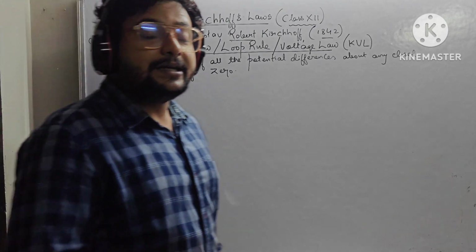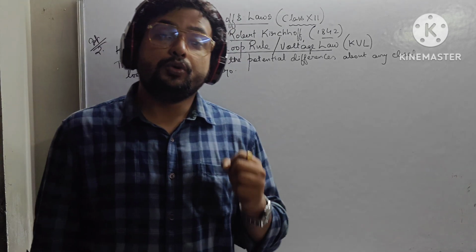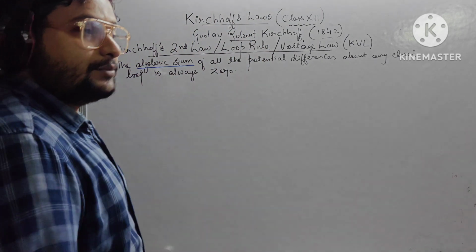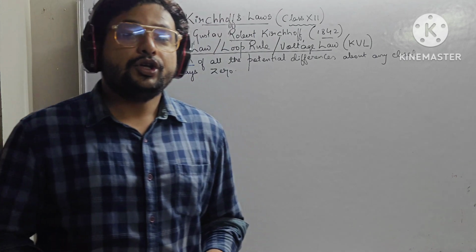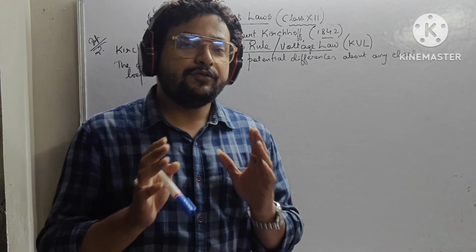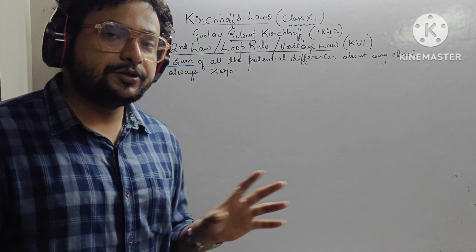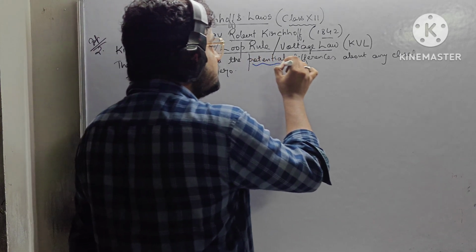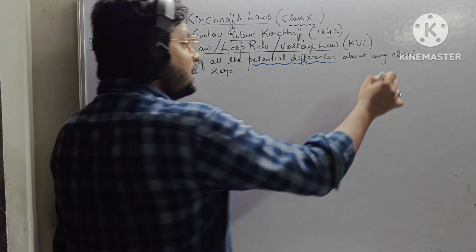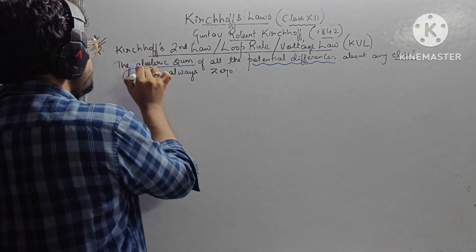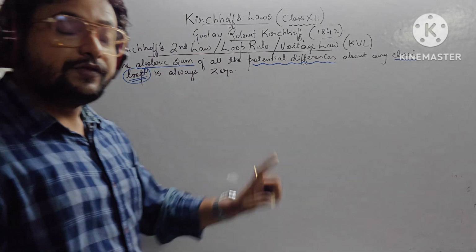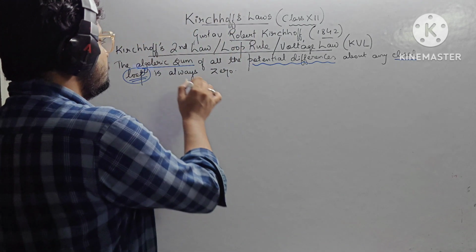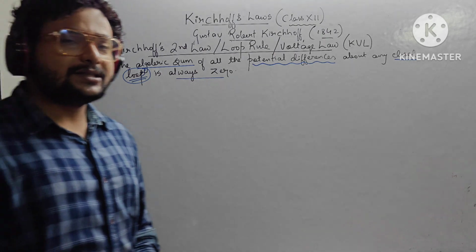Now Kirchhoff's first law basically tells us about current. This law tells us about the potential difference. It states that the algebraic sum, and once you hear the word algebraic sum, you have to keep in mind that there are certain sign conventions you have to understand. So here also there are certain sign conventions. It says that the algebraic sum of all the potential differences about any closed loop, and this is a very important word here, loop, is always 0. The first law was about the junction. This law is about the loop.